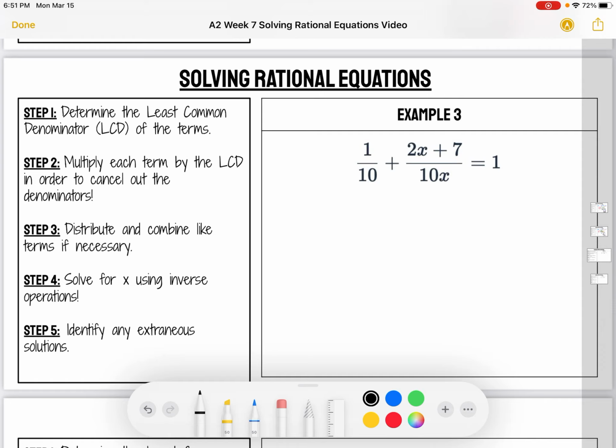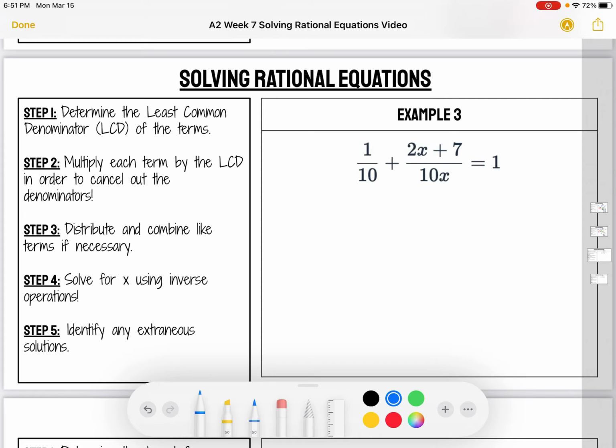So my first term has a denominator of 10. My second term has a denominator of 10x, and then 1 has a denominator of 1. So I really just need to focus on the 10 and the 10x. So again, to figure out my least common denominator, I'm always asking myself, what do I need to multiply each term by to get rid of the denominator?